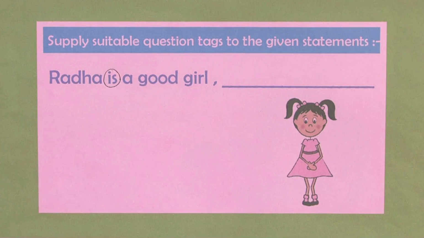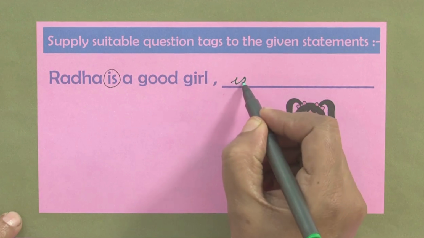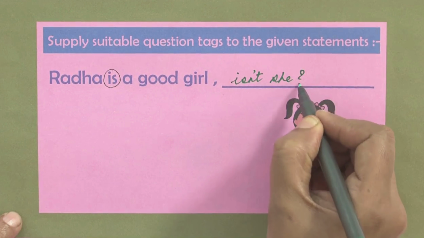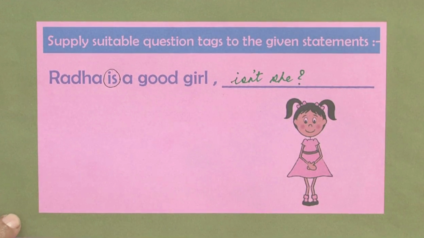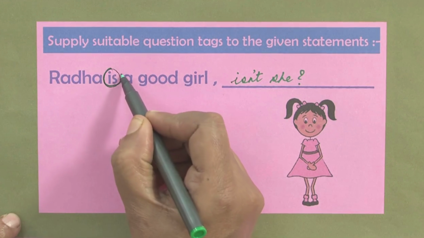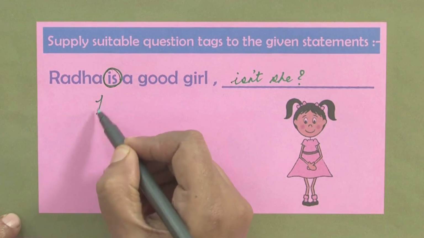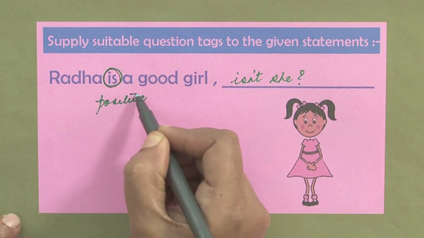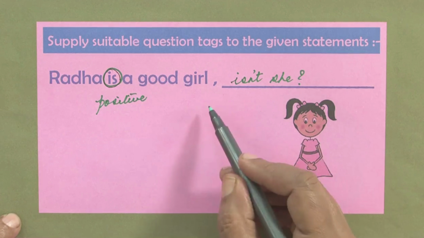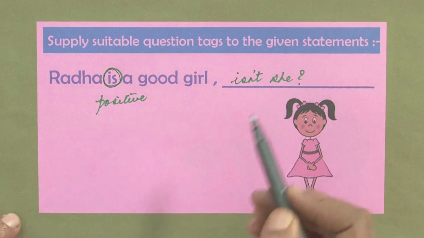So Radha is a good girl. Is the auxiliary verb and it is in its positive form. So the question tag for this particular sentence would be, isn't she? And you need to end it with a question mark, right? So Radha is a good girl. The auxiliary verb is, and it indicates positive meaning. So your question tag should be in its negative form, and therefore is going to be changed to isn't she.